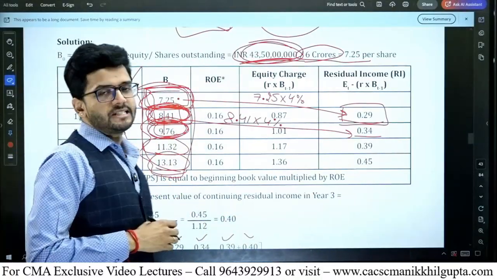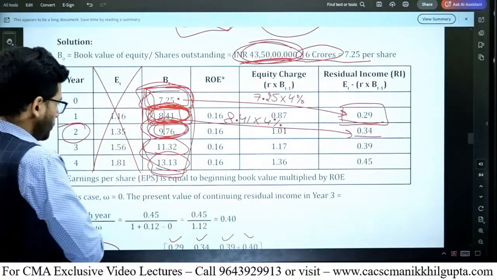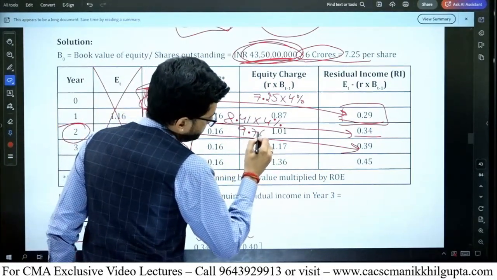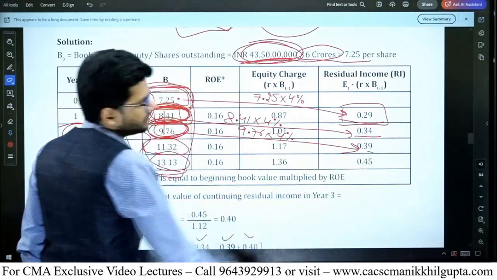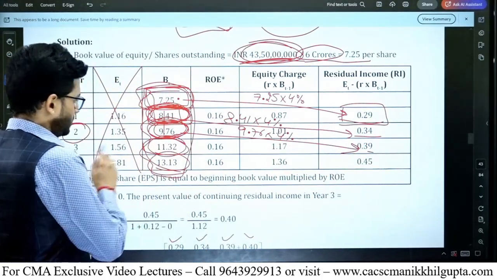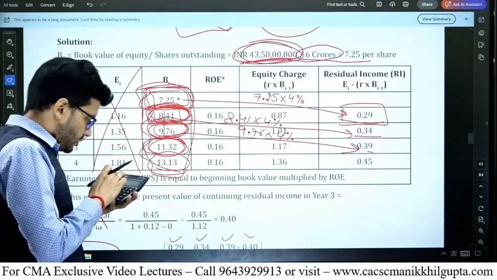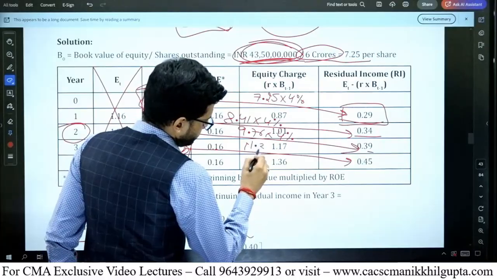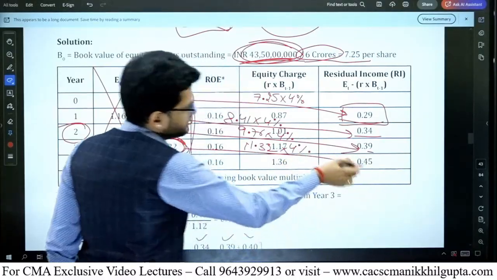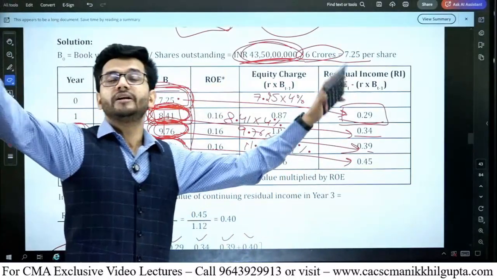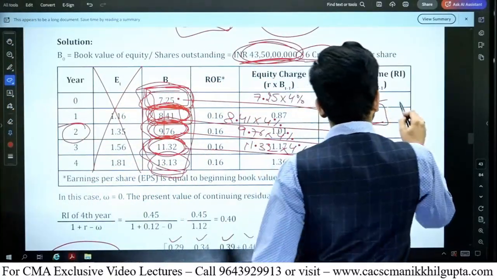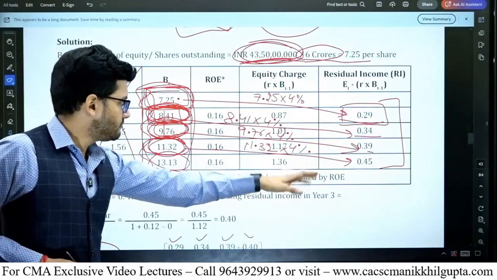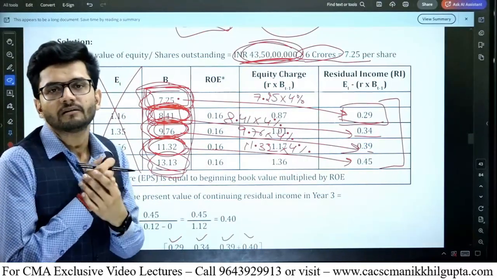Then 9.76 is the BVPS after 2 years, so after 3 years the income will be 9.76 multiplied by 4%. This is the third year income. The BVPS of the third year is 11.32, so 11.32 multiplied by 4% is the income after 4 years. And after 4 years, there will be zero income. No residual income will be there after 4 years. That is how the calculation is required to be done for the next 4 years.